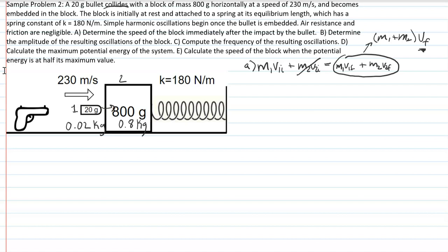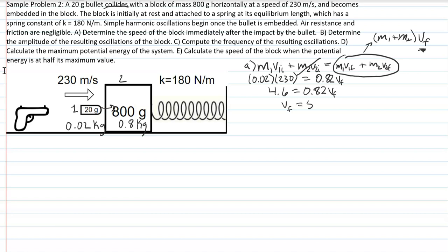So for m1, I want to plug in 0.02. My initial speed is 230. If I do m1 plus m2, that's 0.8 plus 0.02, which will be 0.82. And I want to solve for VF, so let's determine the speed of the block immediately after the impact by the bullet. And 0.02 times 230 is 4.6.